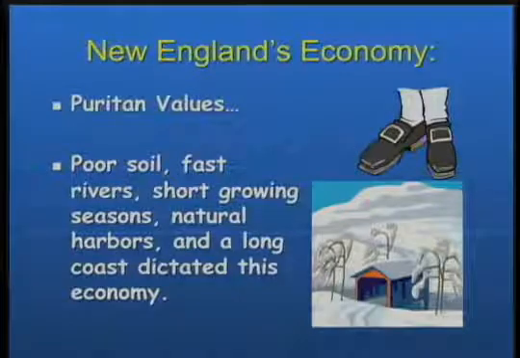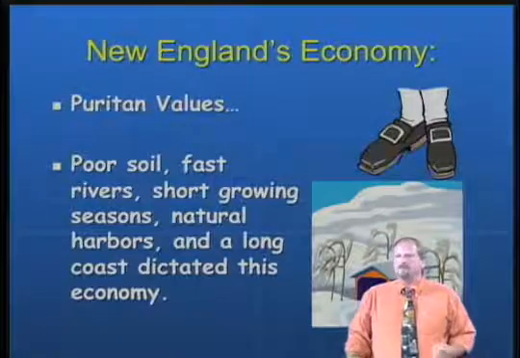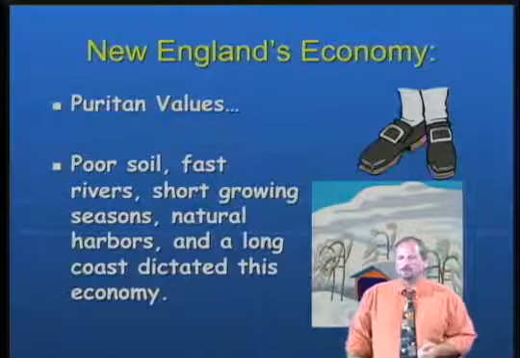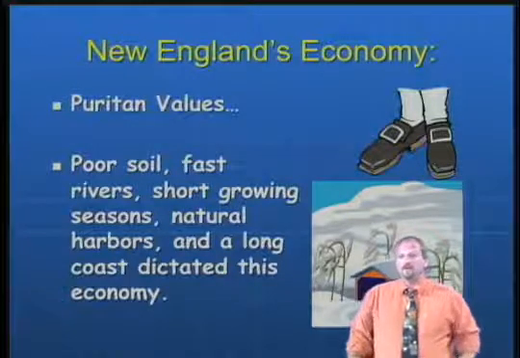The Puritan values of hard work and thrift helped New England to survive and thrive. Again, the poor soil, the fast rivers, the short seasons, the natural harbors, and the long coast dictated this type of economy. The Puritans, like most of those early settlers, were going to take what was available and use it for their best gain.